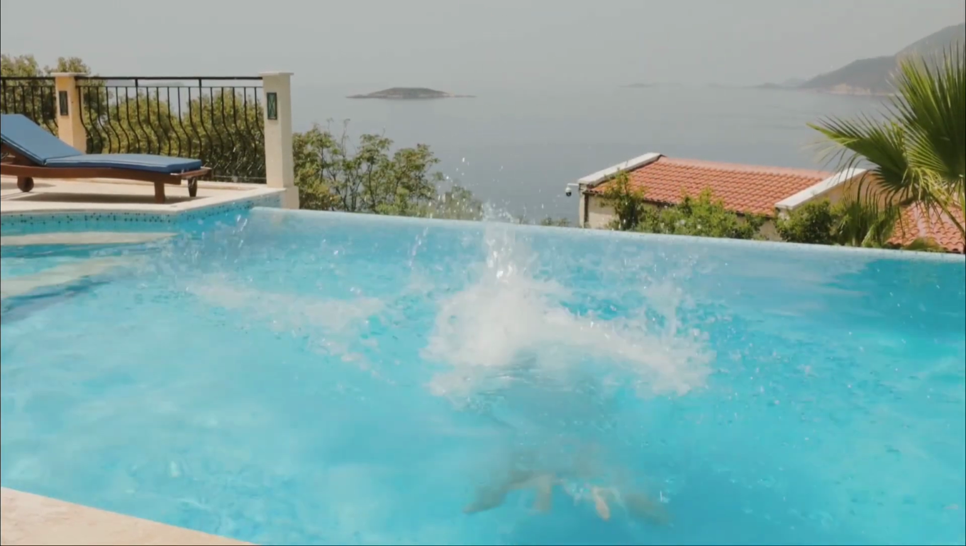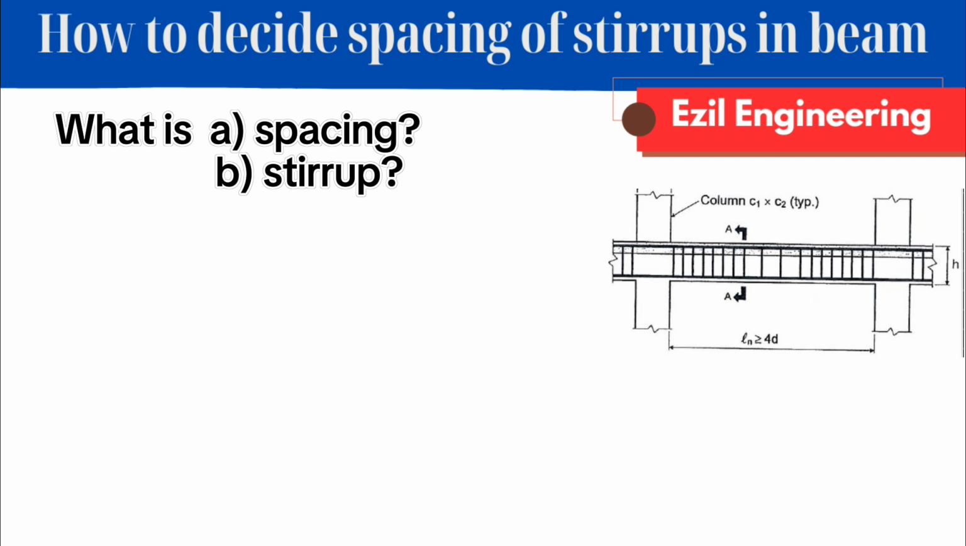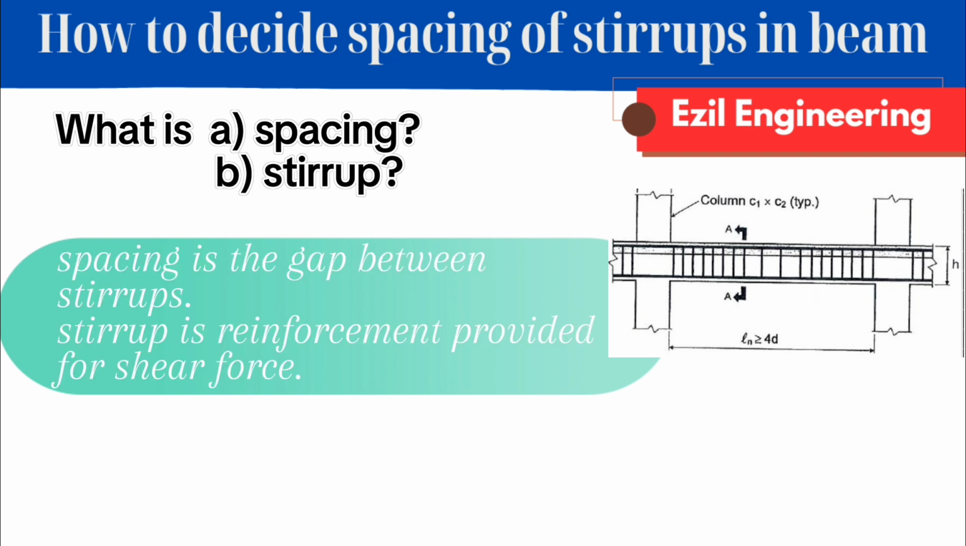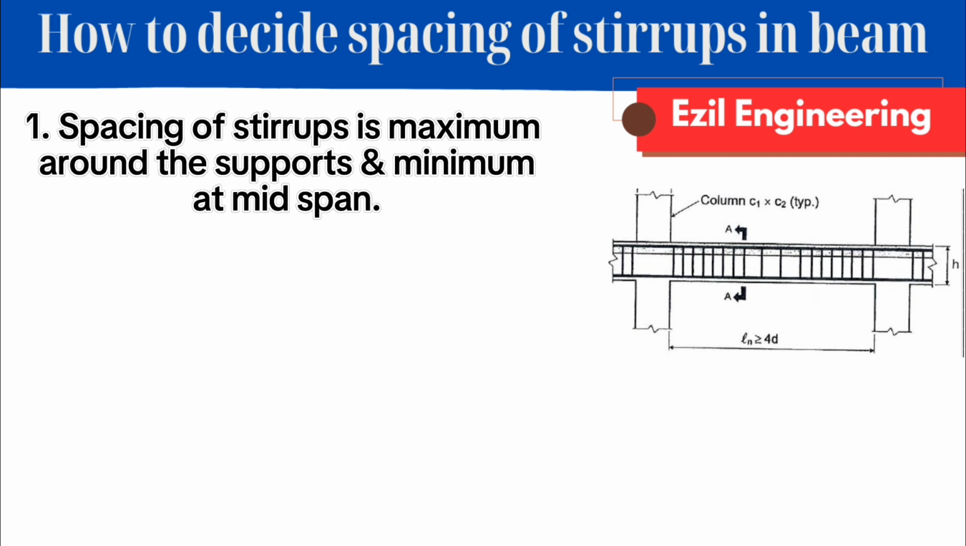First of all, I would like to tell you what spacing means, and what a stirrup means. Spacing is nothing but the gap between stirrups, and stirrups are reinforcement that is provided for shear force. After this, we will see four main points, and at the last, I will add one important bonus point.